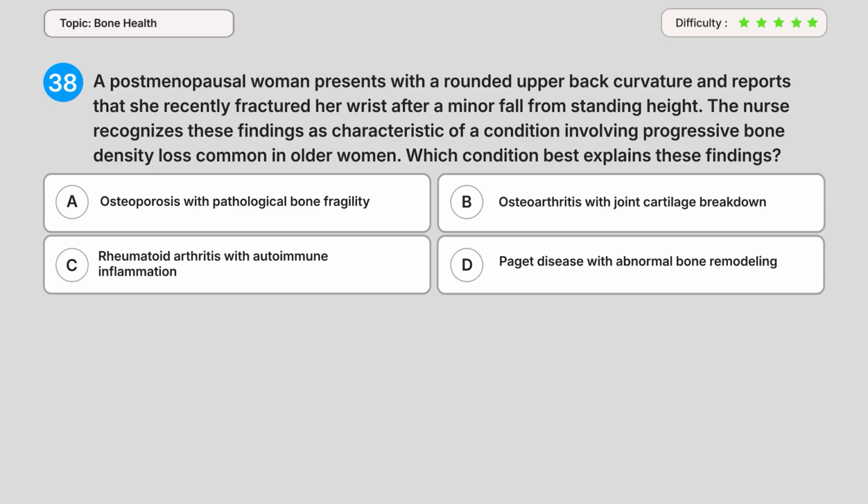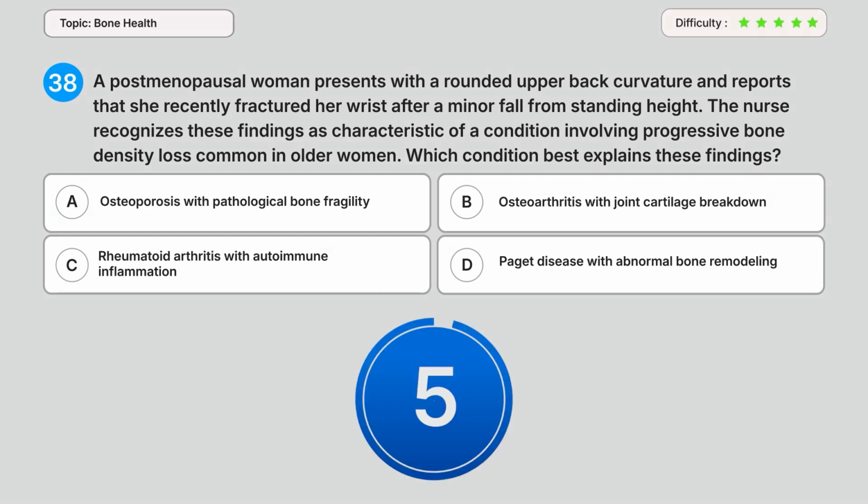A. Osteoporosis with pathological bone fragility. B. Osteoarthritis with joint cartilage breakdown. C. Rheumatoid arthritis with autoimmune inflammation. D. Paget disease with abnormal bone remodeling. Do you know the answer?